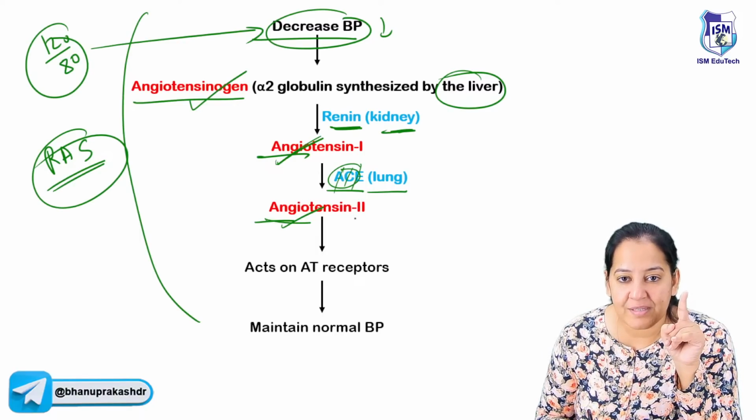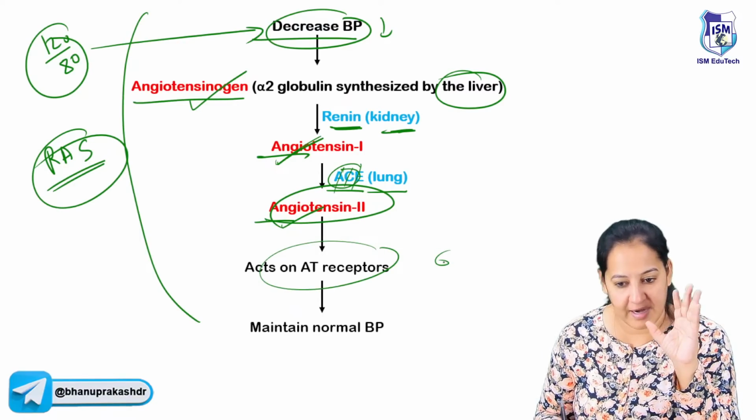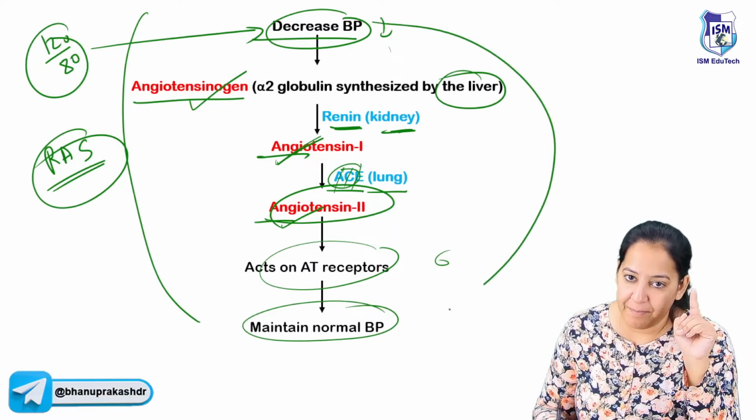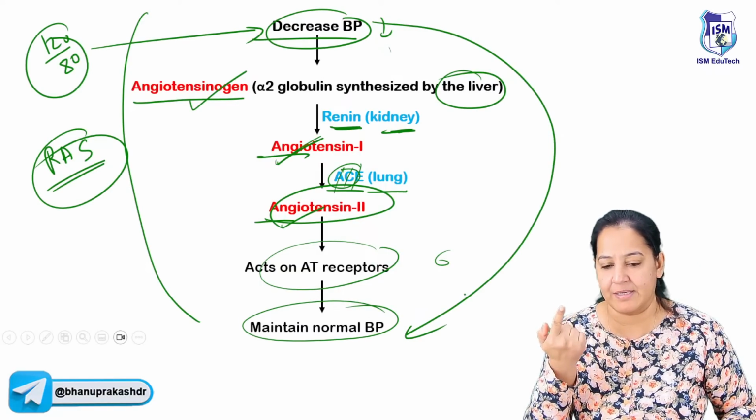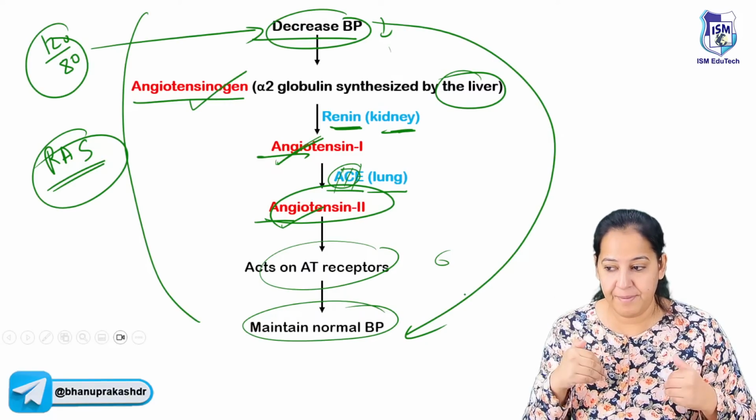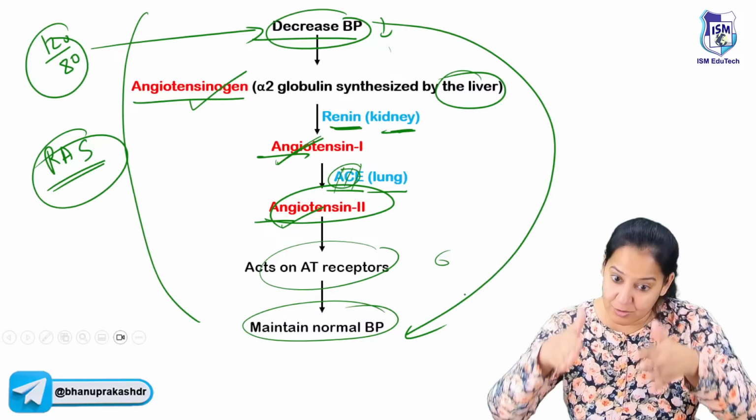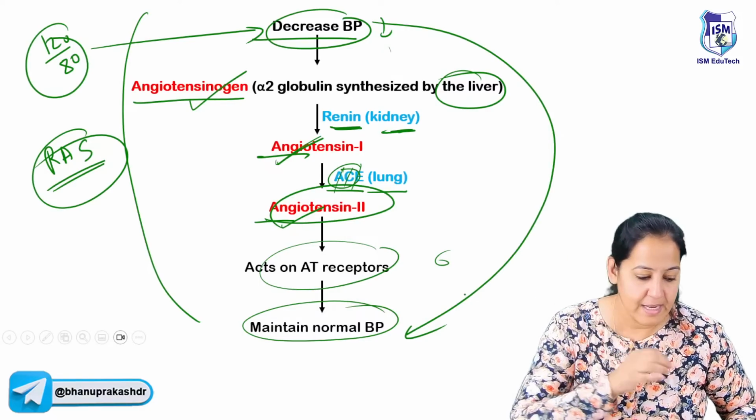Now this angiotensin 2 will go to 6 organs, I will tell you, and maintain the normal BP again. So whenever we have a fall in BP, our BP becomes normal within a few seconds. If I'm having a fall in BP, don't worry, in the next 2-3 seconds my BP will be normal again, because in my body all this happens within a few seconds.